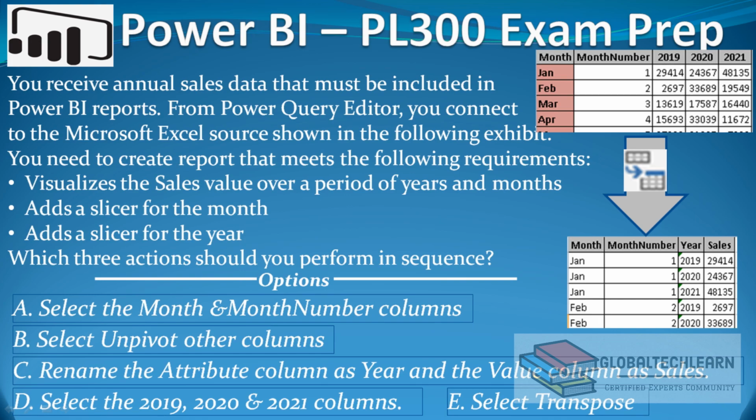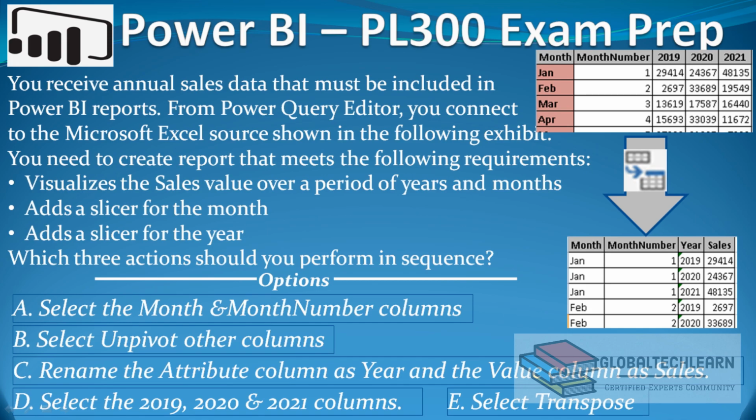You need to create a report that meets the following requirements: visualizes the sales value over a period of years and months, adds a slicer for the month, adds a slicer for the year. Which three actions should you perform in sequence?